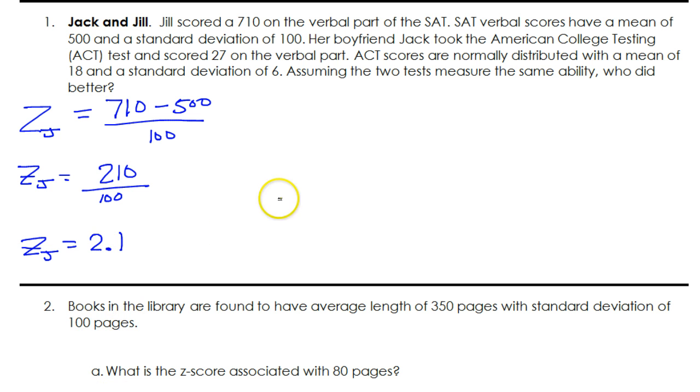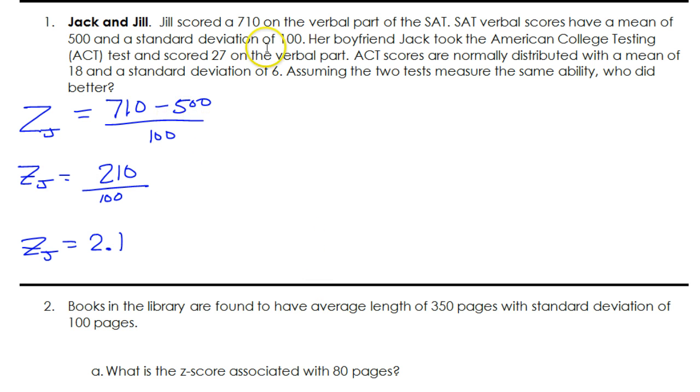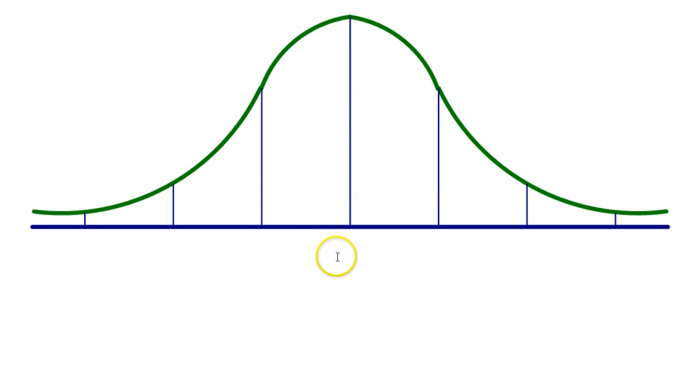In fact, let's find Jill on a normal curve. The mean is right here in the middle. Actually, we know what the mean is, don't we? The mean is 500. So in this case of the SATs, 500 is right here in the middle. Now, Jill scored a little more than two standard deviations above that. So this line is one standard deviation, two standard deviations. So here's Jill right here, in terms of the normal curve.